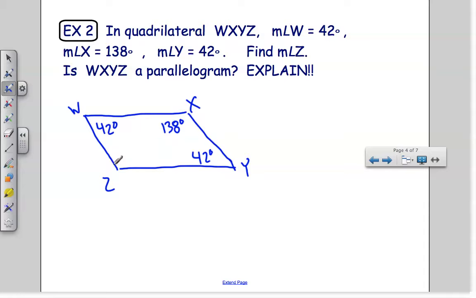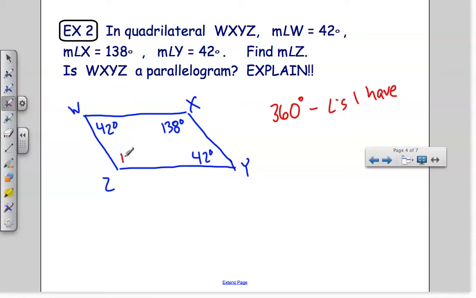What do I know for certain about the angles in a quadrilateral? Because that's what I could use to find this missing angle. I know for certain the angles in a quadrilateral add up to 360, right? So I'm going to do 360 minus the angles I have, and see what angle Z would have to be. So I'm doing 360, subtracting 42, subtracting 138, subtracting another 42.